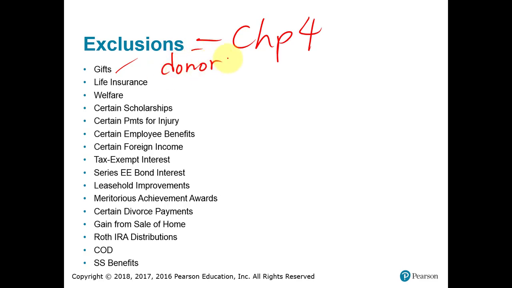And generally, if the gift is under 14,000 for the year for that one specific donee that received the gift from that one donor that gave the gift, there are no reporting requirements. There is no gift tax. But if the gift made is over 14,000 by that one donor to that one donee for the year, then the donor probably has to file a gift tax return. And that's out of the scope of our income tax class for this semester.